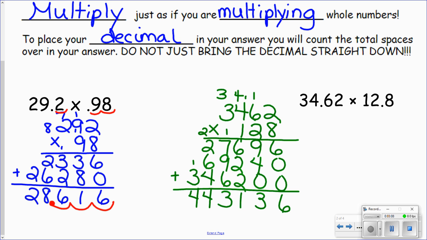And now I place my decimal. I count over 1, 2, 3.